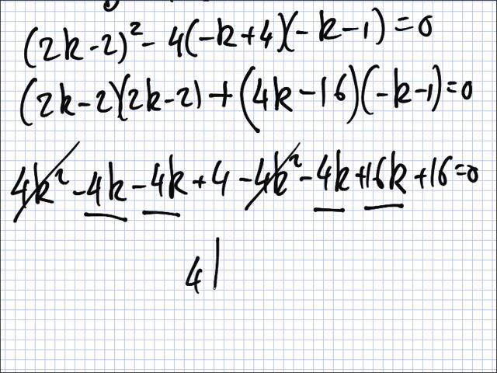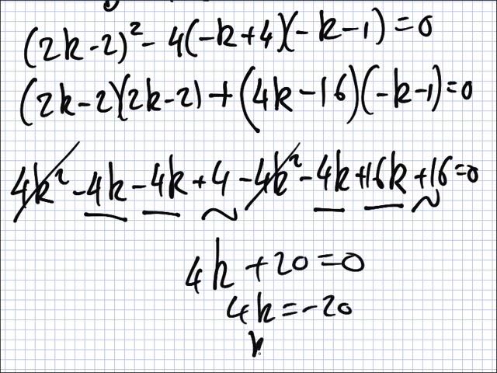Minus 4k minus 4k minus 4k plus 16k is 4k. Then 4k plus 20. 4k plus 16 is plus 20. So 4k equals minus 20. K equals minus 5. I heard you make a sound. What did you do wrong? You forgot the plus 4. So you had 4k plus 16, and you had the answer as minus 4. Okay.